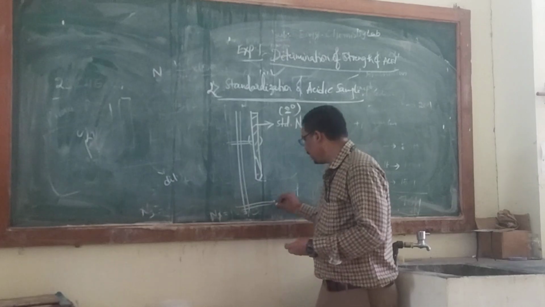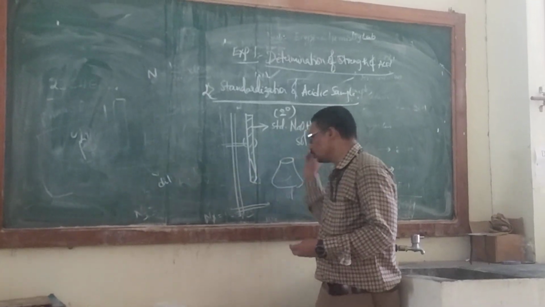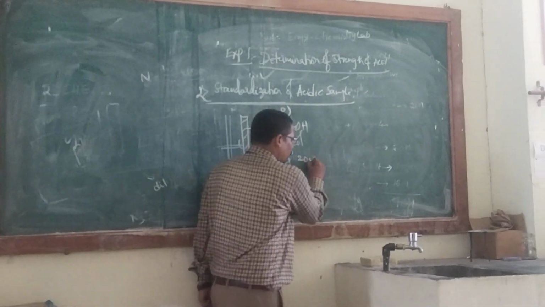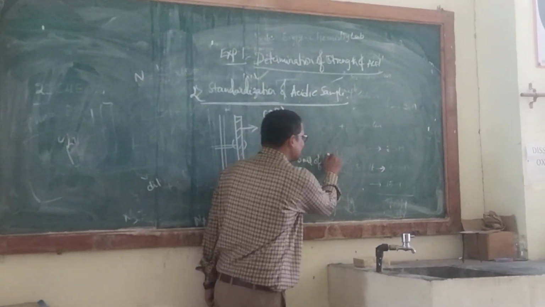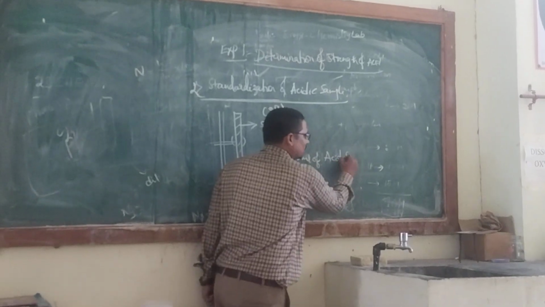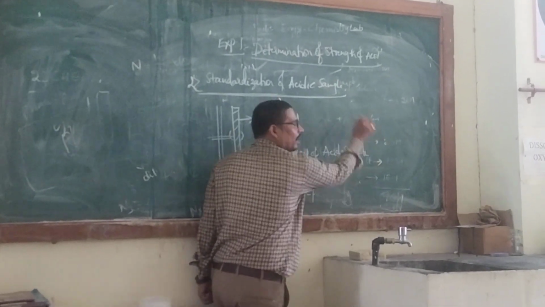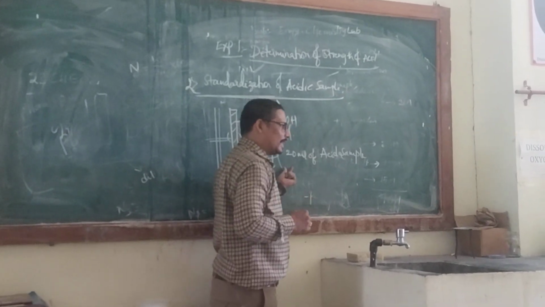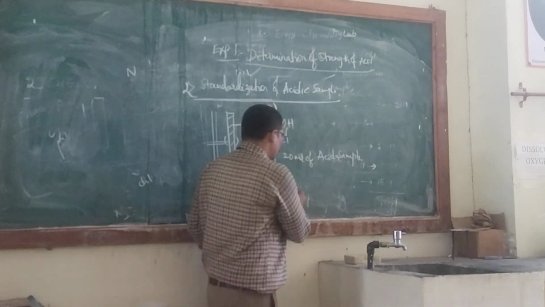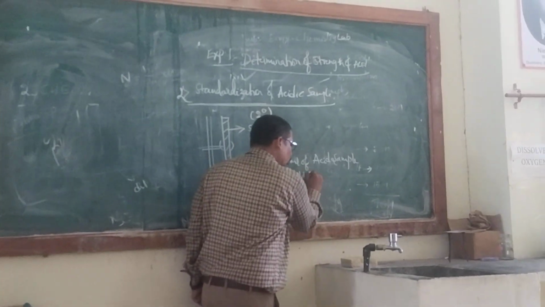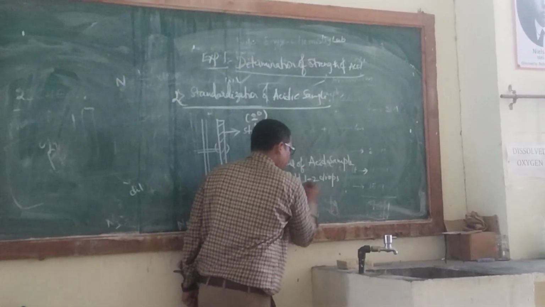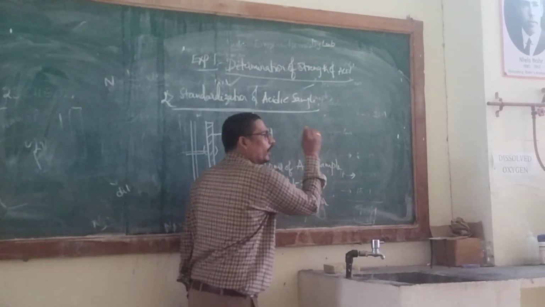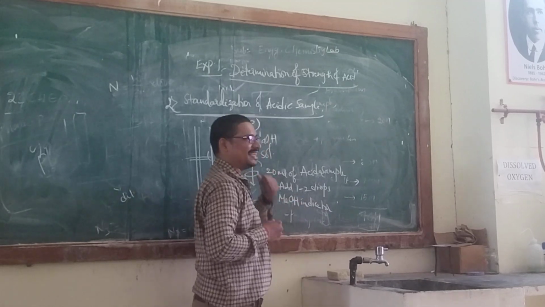Then after, take a clean conical flask of 250 ml volume. In this, pipette out or transfer about 20 ml of acid sample. What is the sample that we are taking in the conical flask? Acid sample. So now 20 ml of acid sample is transferred by using a pipette. To this, add 1 to 2 drops of the methyl orange indicator.